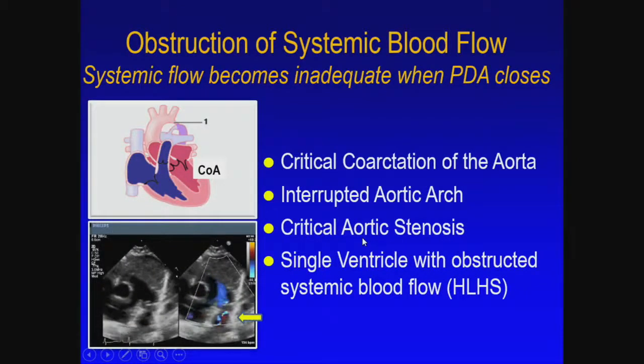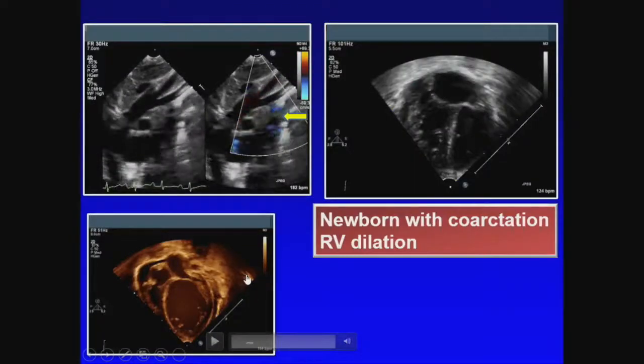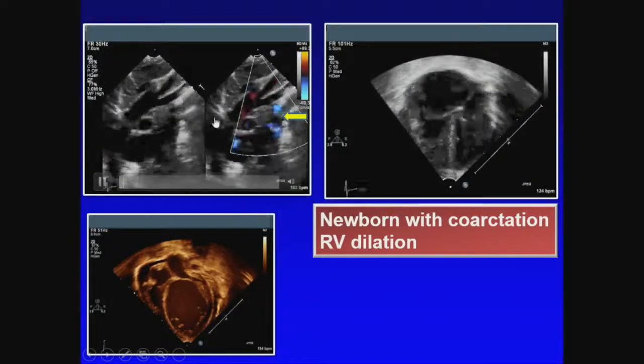What is this? This is a typical presentation for an obstruction of systemic blood flow. Systemic flow becomes inadequate when the PDA closes, as seen in critical coarctation of aorta, interrupted aortic arch, critical aortic stenosis, single ventricle with obstructed systemic blood flow, as in HLHS. As you can see here, the PDA is closing. The short axis view, the PDA is closing, and this is when the baby is typically present when they have a systemic outflow obstruction.